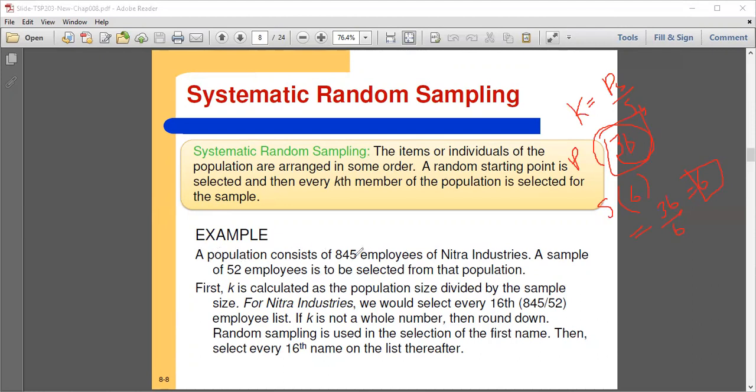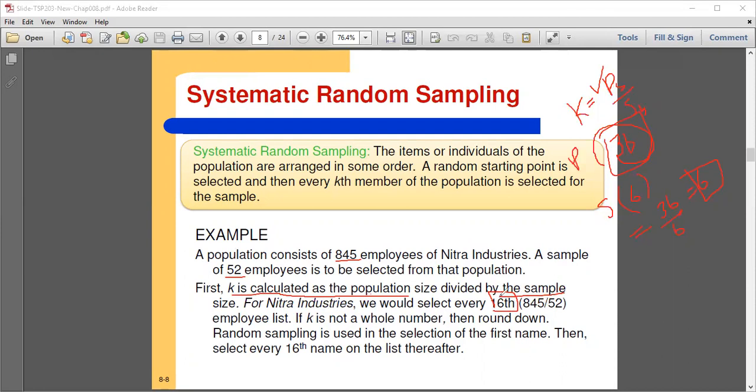A population consists of 845 employees, a sample of 52 employees. First they are going to calculate K. This is the K formula: population size divided by the sample size. For Nitra Industries, we would select every 16th employee.